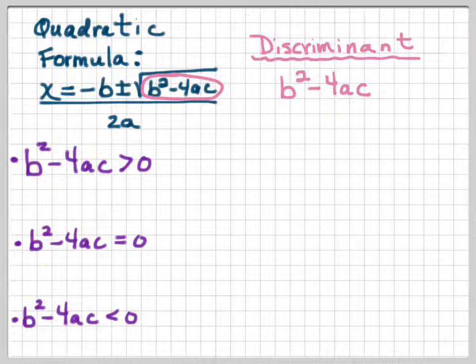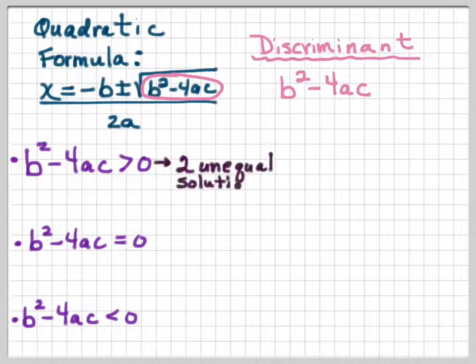So let's take a look at what happens when the discriminant is positive, or greater than 0. If that happens, then you will have two unequal solutions. Might be 2.5 and 4. It might be 6 and 10. It might be an irrational number like 2.3333456, or something like that. But there are going to be two unequal solutions.